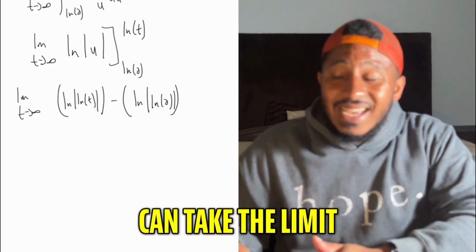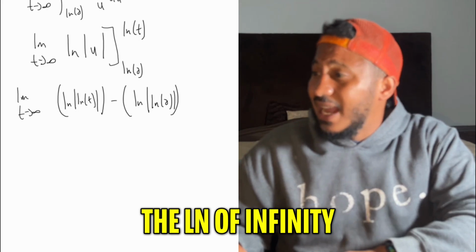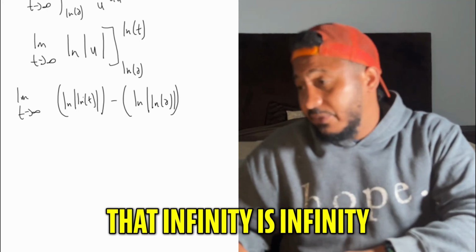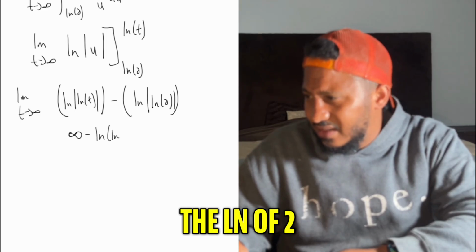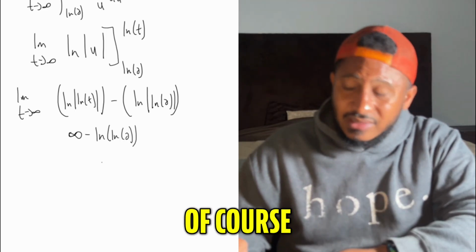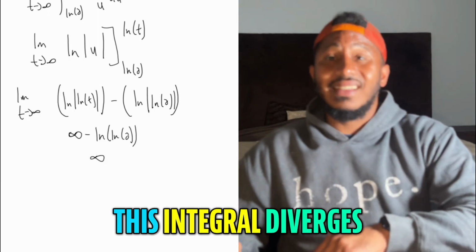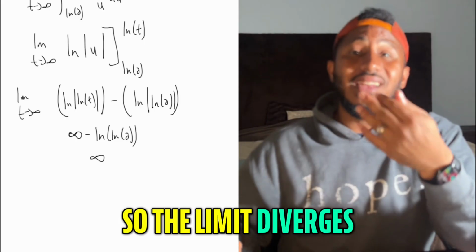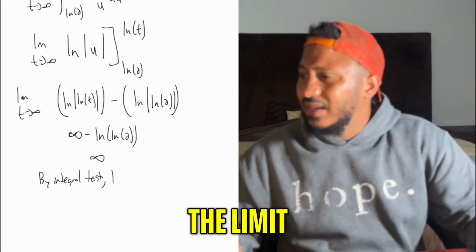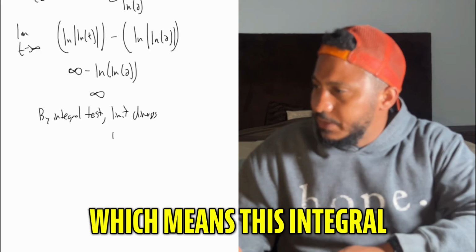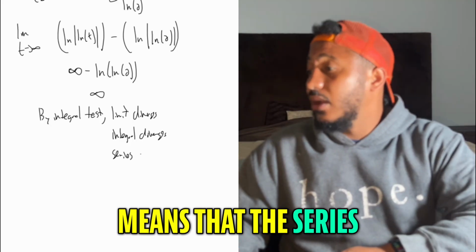And so now we can take the limit. The limit is t approaches infinity. So plugging that in, we get, okay, if I plug in infinity, the ln of infinity is infinity. And the ln of that infinity is infinity. So we get infinity minus the ln of 2. Which, of course, since that's just a constant, we get just infinity. So that means that this integral diverges, so the limit diverges. So we'd say by the integral test, the limit diverges, which means this integral diverges, which of course now we know that means that the series also diverges.